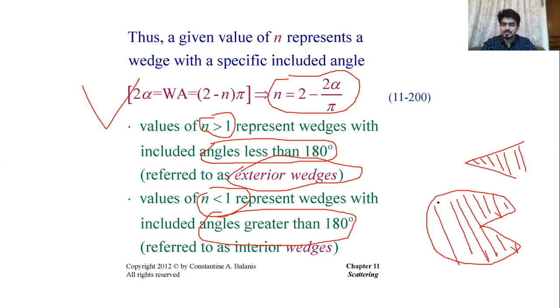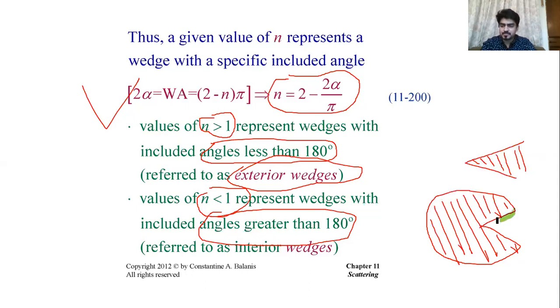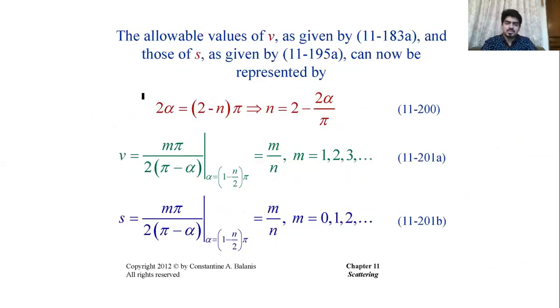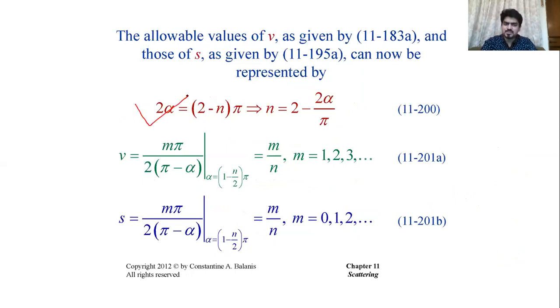So this is nothing but the interior wedge, okay, this is the interior wedge. Previously this was the exterior wedge when n is greater than 1. So again, this is given by this expression. When we implement that here, this will be your expression for V.